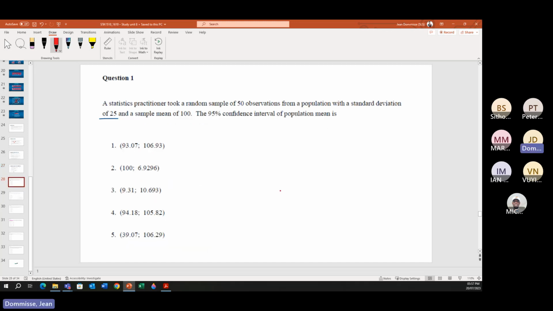Okay, so let's start with the first question that I've put in the presentation. A statistics practitioner took a random sample of 50 observations from a population with a standard deviation of 25. Okay, so is that standard deviation known or unknown?